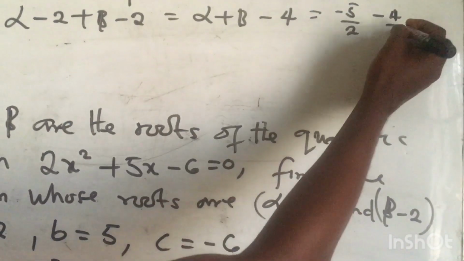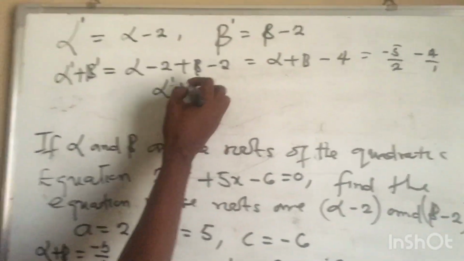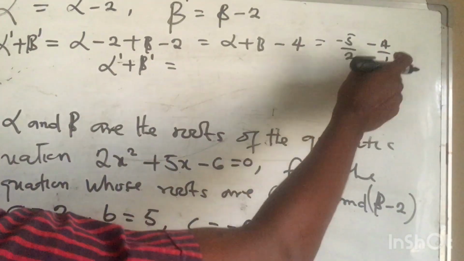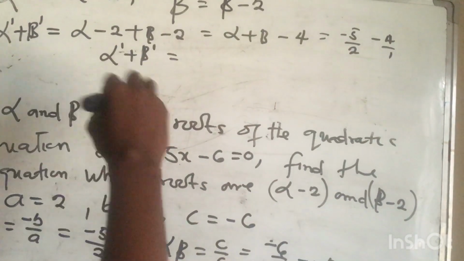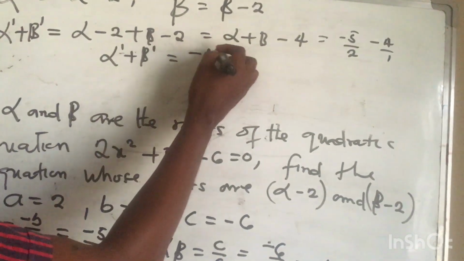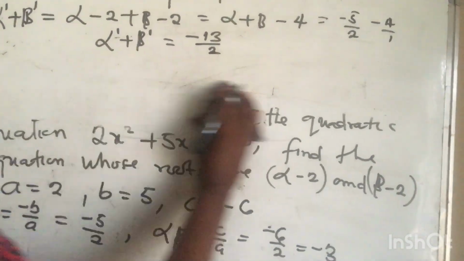And if you solve this properly, our alpha prime plus beta prime will be equal to, the LCM here is 2, minus 5 minus 8. And that will be minus 13 over 2. Are we following?